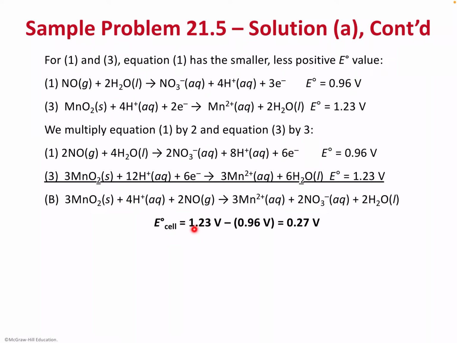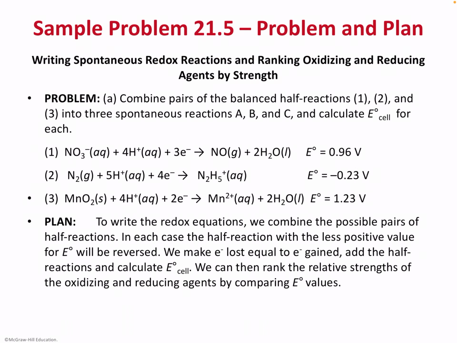And E naught cell would be cathode minus anode, and your cathode is going to be where the reduction takes place, which is 1.23, the higher positive value, cathode minus the anode 0.96. So now the E naught cell is greater than 0.27. That's a spontaneous reaction. And then we're going to look at 2 and 3.